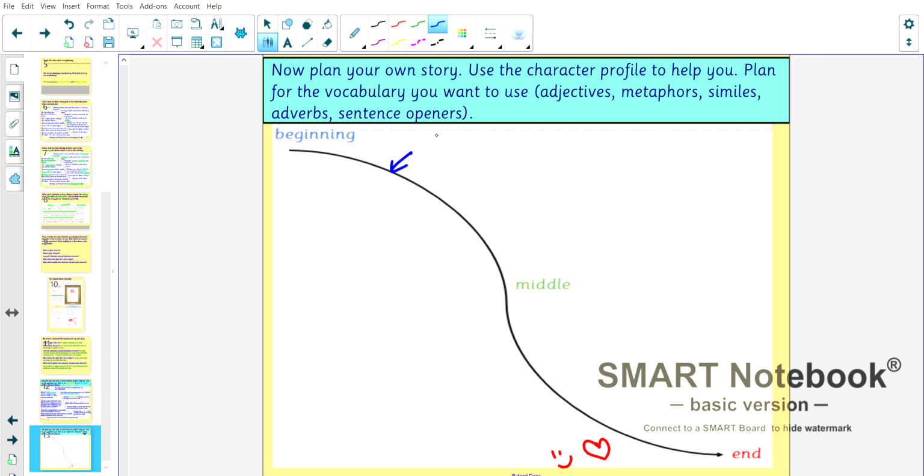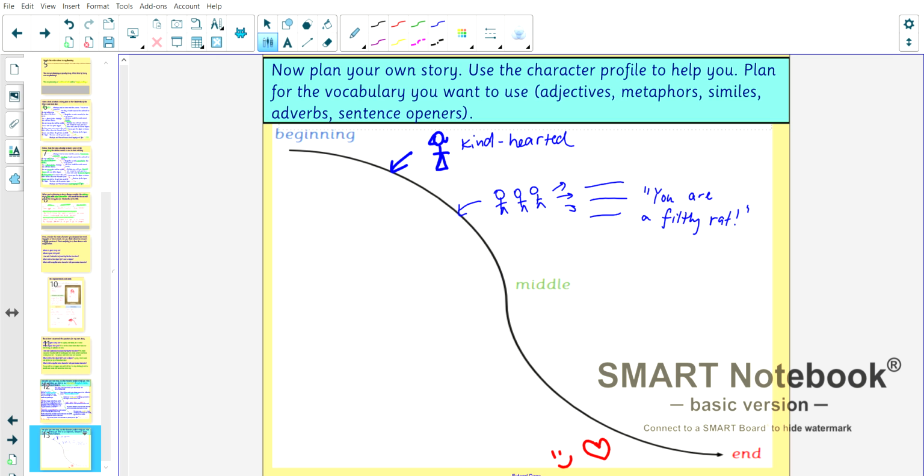So in the beginning, you could just draw your main character and just write the adjectives you are planning for. So you can just write kind-hearted here, or you can write when you have the three sisters as the baddies, you can kind of draw them. Maybe you can plan for the names, what you want the names to be, and then you can just plan for what they call her. So you are a filthy rat, exclamation mark, and have it in speech marks. So that would be a lovely plan as well. I'm so excited to see your plans. Now, go!